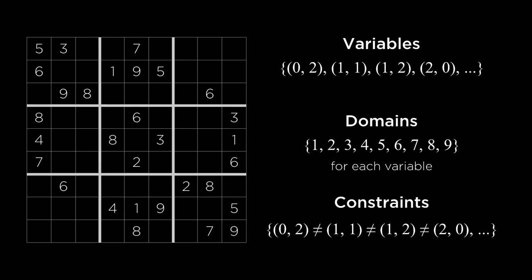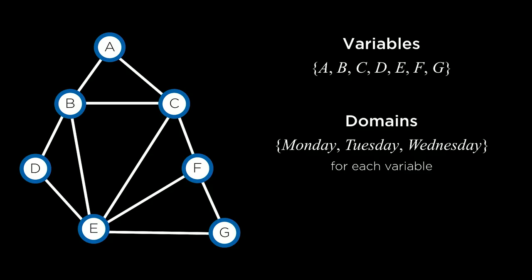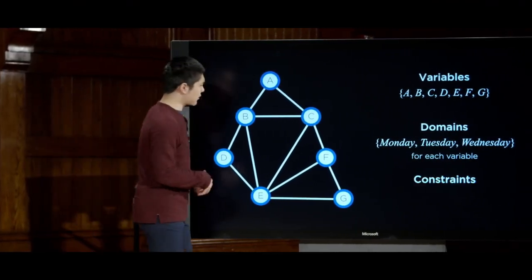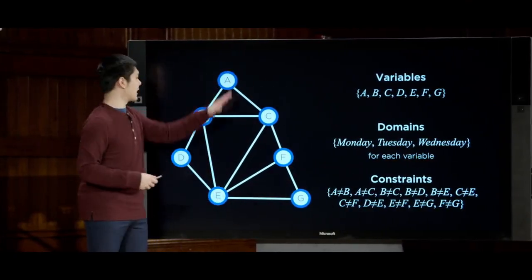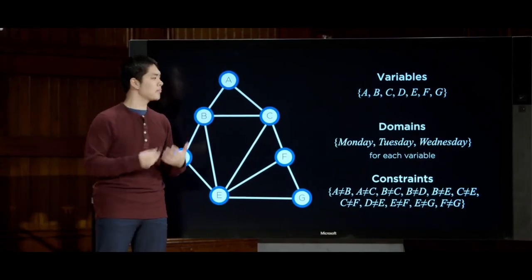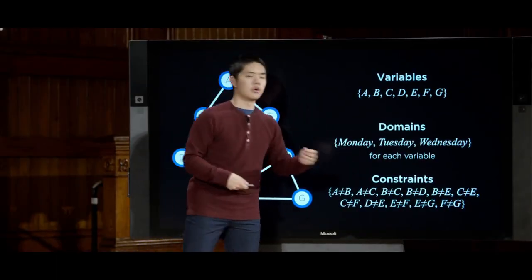And we can formulate the same idea in the case of this exam scheduling problem, where the variables we have are the different courses, A up through G. The domain for each of these variables is going to be Monday, Tuesday, and Wednesday. Those are the possible values each of the variables can take on that in this case just represent when is the exam for that class. And then the constraints are of this form. A is not equal to B, A is not equal to C, meaning A and B can't have an exam on the same day, A and C can't have an exam on the same day, or more formally, these two variables cannot take on the same value within their domain.